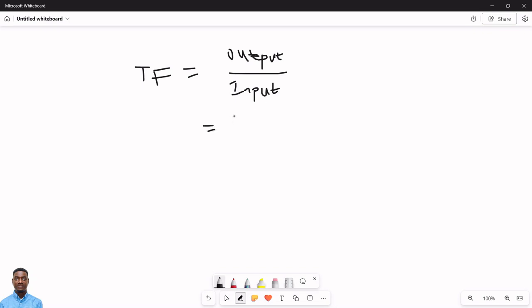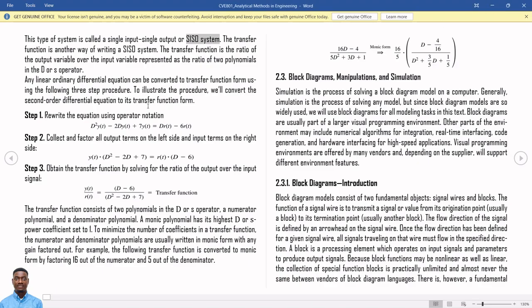So for the one we are talking about, we're told that y with respect to time is our output, while r with respect to time is our input. So the TF is the ratio of your output to input, the transfer function of any system. For you to obtain the transfer function of any system, there are three basic steps that you must go through. The first step is to rewrite that system equation using the operator notation.